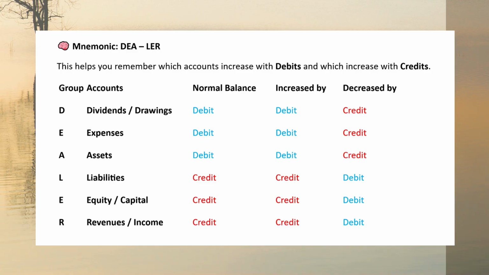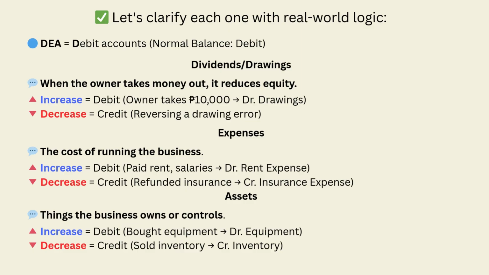So remember, DEA accounts, dividends, expenses, assets, increase with debits. LER accounts, liabilities, equity, revenue, increase with credits. And that's how the table works. It tells you what the normal balance is and which side, debit or credit, increases or decreases that account. Simple, structured, and super helpful for journal entries. Let's clarify each one with real-world logic.